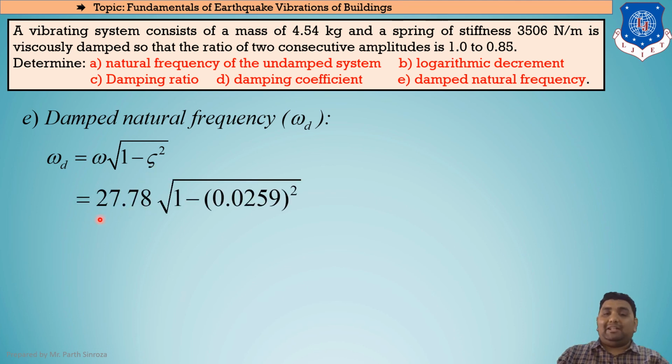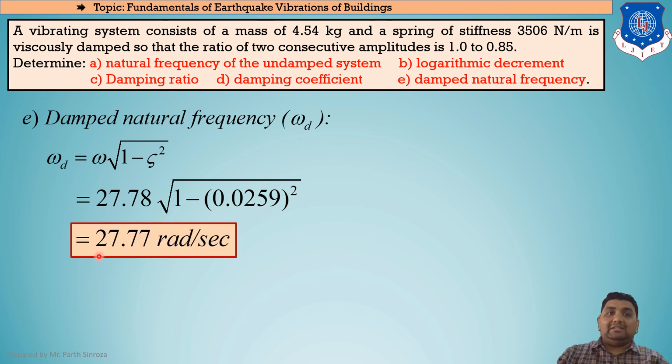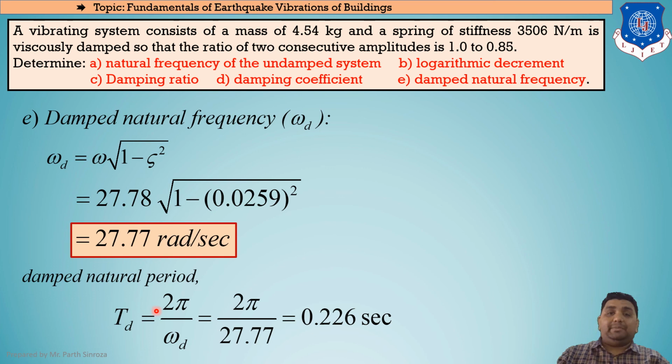So just substituting the values here, omega was 27.78, zeta was 0.0279. The answer here, the damped natural frequency, comes out to be 27.77 radian per second. Clear? And then we need to find the damped natural period, that means TD. Clear? So TD, the equation is 2 pi upon omega d. Omega d we have just obtained here. So solving it, we get the damped natural period to be 0.226 seconds. Clear?